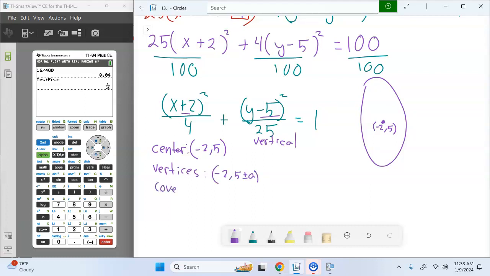Co-vertices. What about those? Where are those located? Left and right. Is that going to change the x or the y? So, negative 2 plus or minus. What letter do we use to represent the distance to the co-vertices? B. So whatever we get for B, we'll add and subtract it to negative 2. That's going to give us our co-vertices. Foci, where are those going to be?